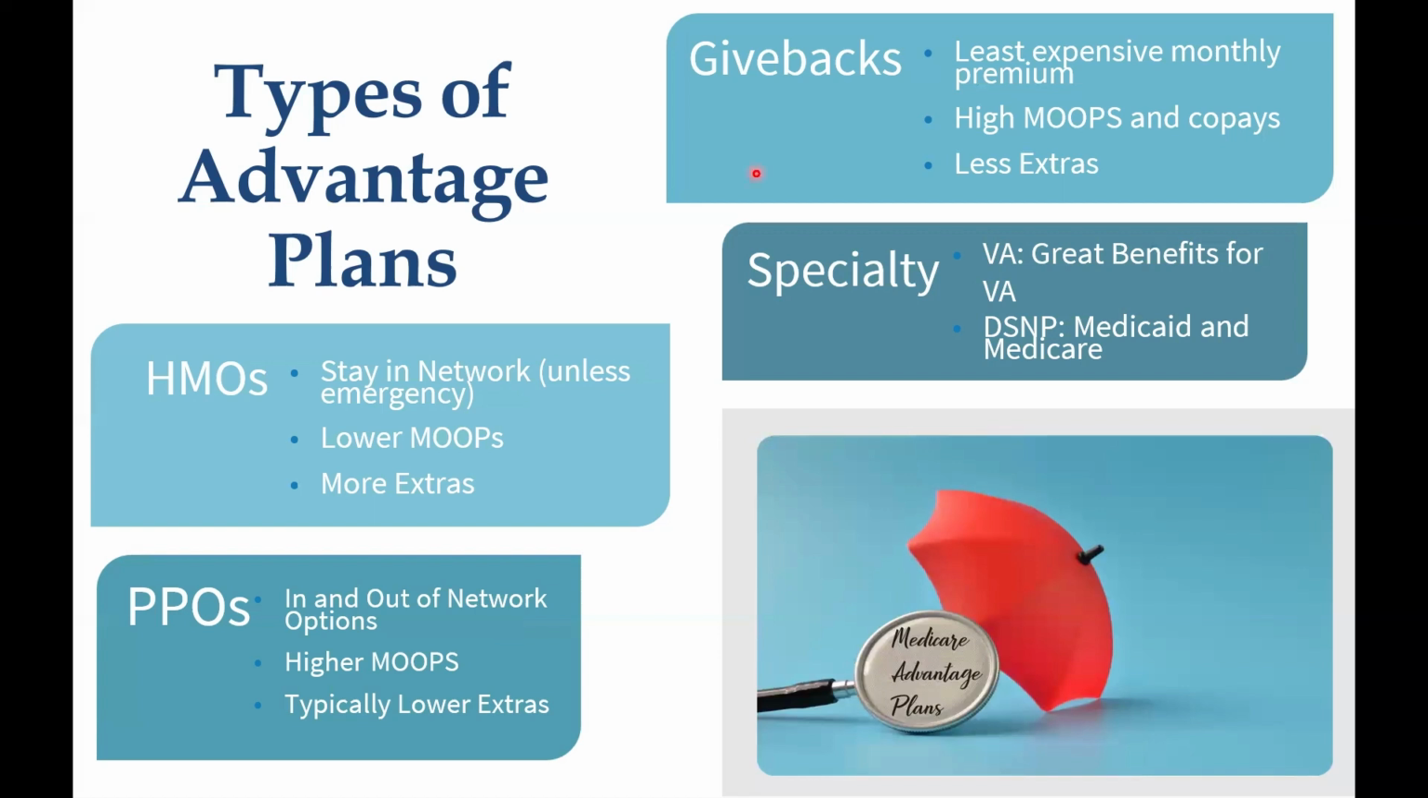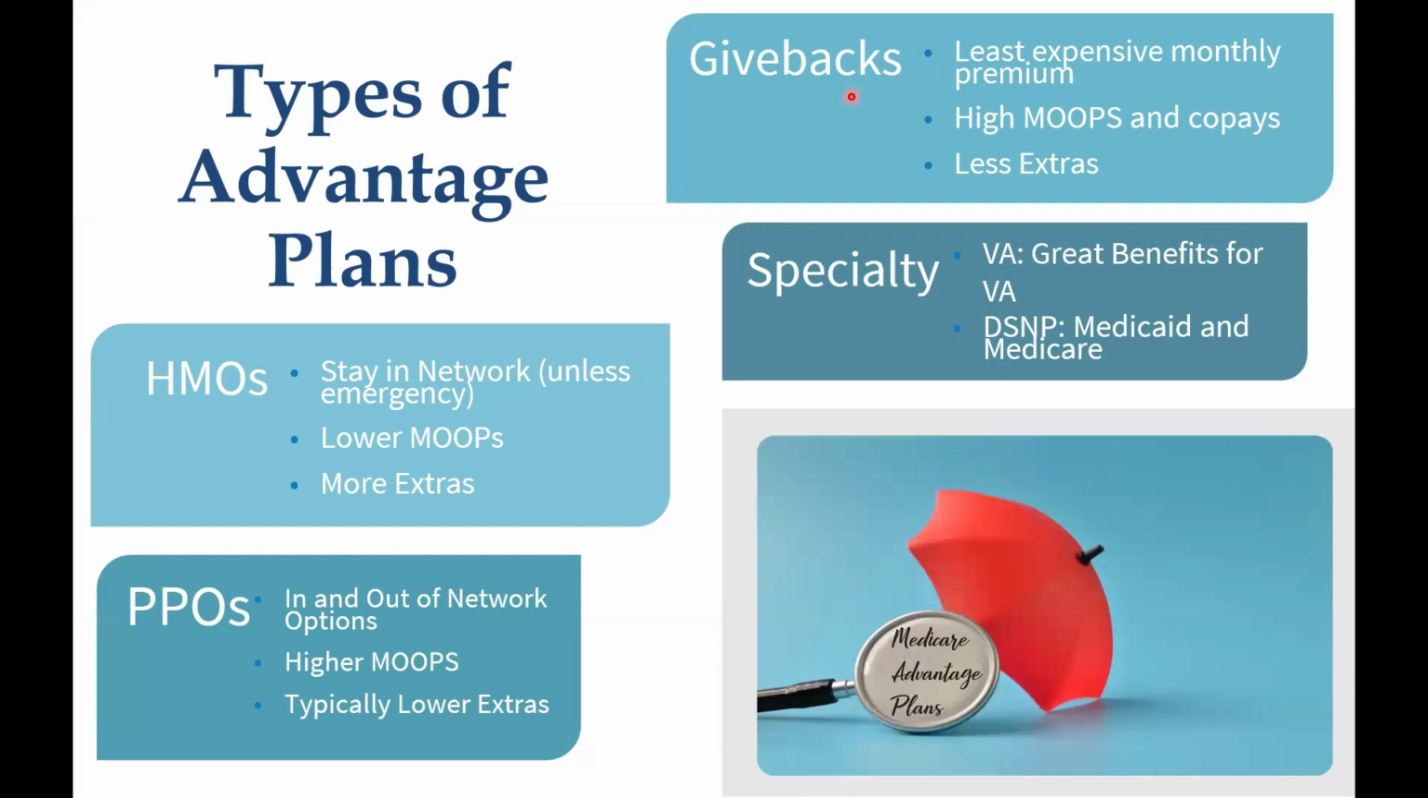The next type of plan we're going to talk about is called a give back. These came about just a couple of years ago, and they are really structured for people that want the least amount of monthly premium coming out of their pocket. What they do is they are a zero premium plan, but then they also reimburse you a certain dollar amount each month for your Part B premium. So, Part B is $185 this year. If you have a $100 give back plan, they would give $100 of your $185 back to you each month. So you're only paying $85 now for your monthly premium.